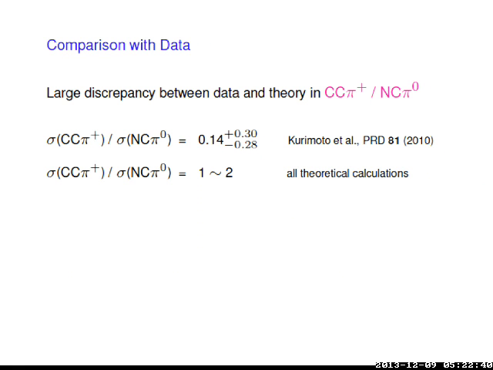It's from, I think, MiniBooNE, about the ratio of charged current and neutral current coherent pion production cross section. What they found is 0.14, and all theoretical calculations give this ratio between 1 and 2.